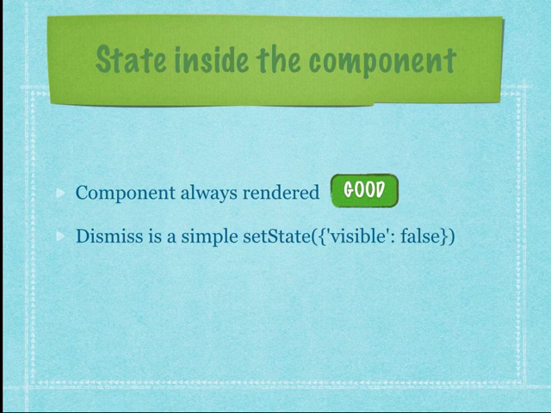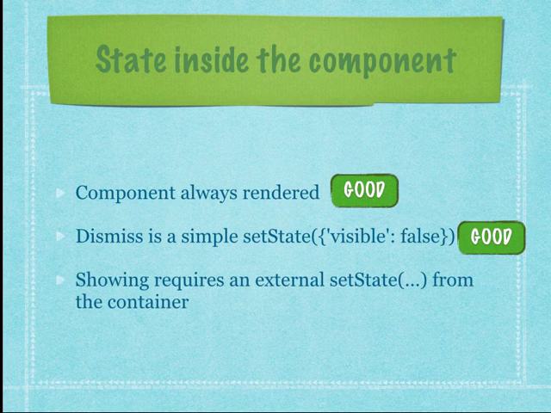What's also good, almost for free, is dismissing the dialog. So when you click on the cancel button, you just need to hook that link to a set state visible false, and that does the trick. It triggers a re-rendering of the dialog, and it will disappear. So this is also good.